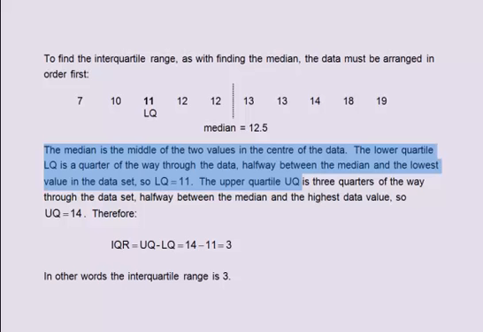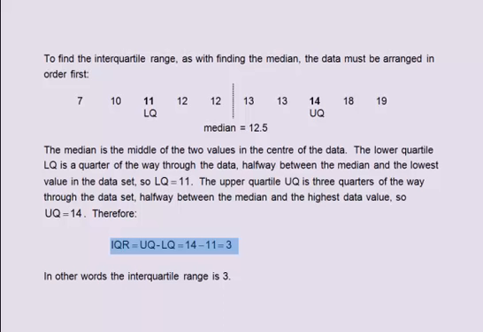The upper quartile, UQ, is 3/4 of the way through the data set, halfway between the median and the highest data value, so UQ equals 14. Therefore, IQR equals UQ minus LQ, which equals 14 minus 11, which equals 3. In other words, the interquartile range is 3.